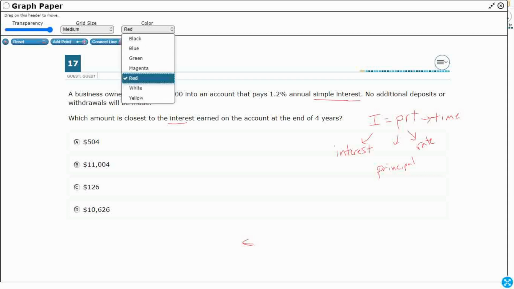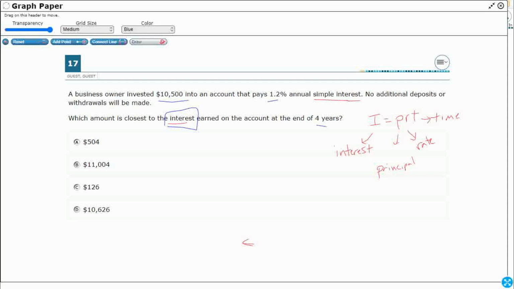So let's look at one chunk at a time. That I is interest, which is what we're looking for. So that's good, because that's our question. Now, principal. There's only 3 numbers in this problem, and 3 variables, PRT. I've got a 10,500, I've got a 1.2%, and I've got 4 years. So we are going to need all 3 of those numbers.